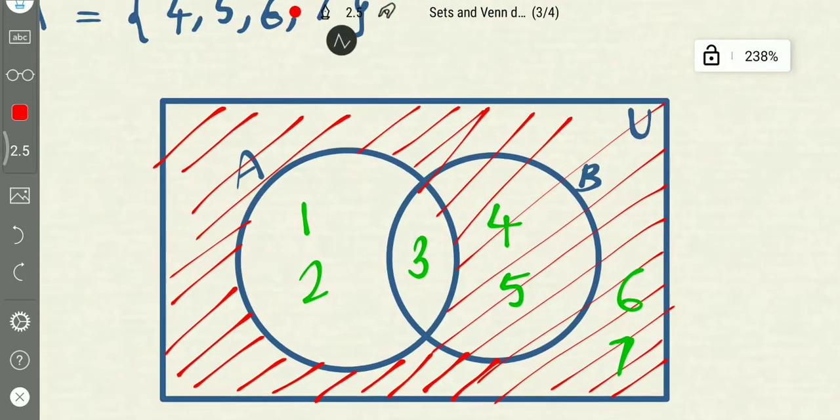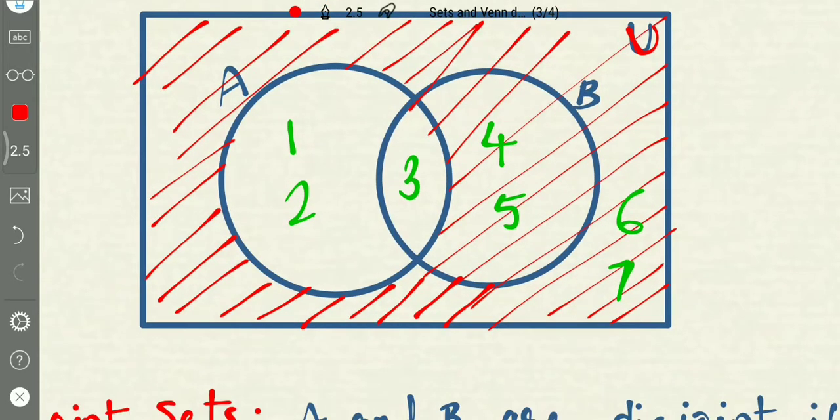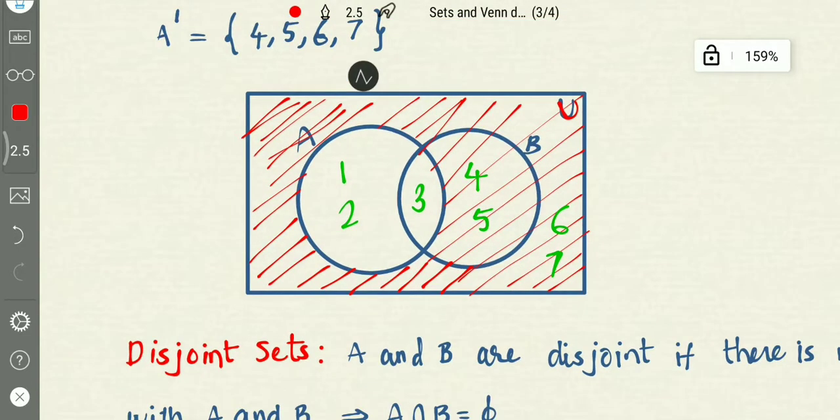If we represent it on a Venn diagram, this is U, this is A. Elements excluding A are this area. The shaded area is A complement.